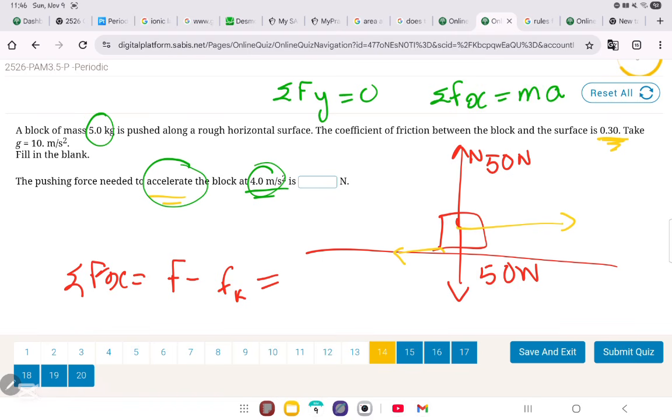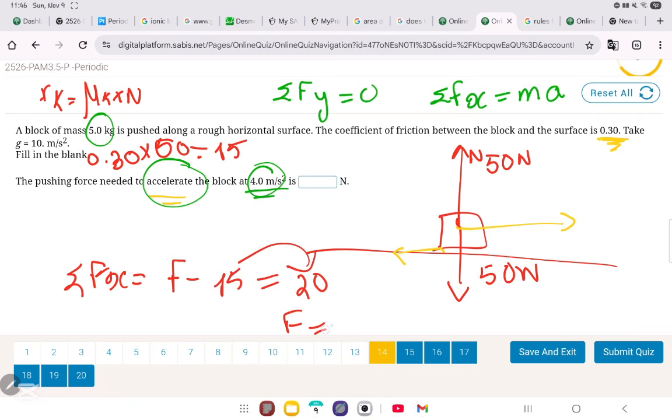It is equal to 5 times 4, which is 20. Okay, this is ma. Now, how do we find Fk? Fk is equal to mu k times N. Mu k, they gave it to us as 0.30, times the normal push N, which is 50. This will give me 15. So I will substitute Fk by 15. I will move it here. So then F is what? F is 35 newtons.